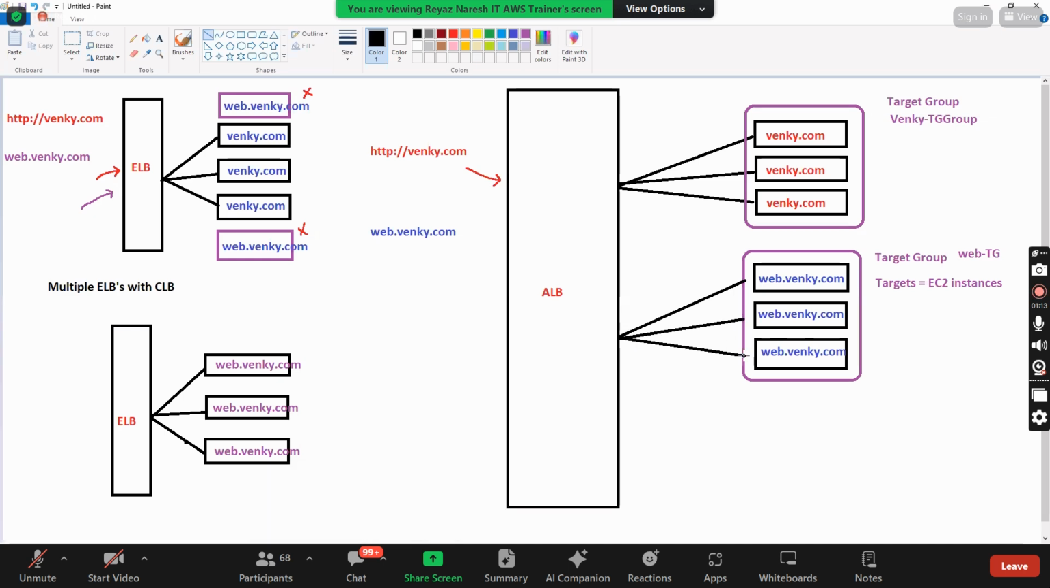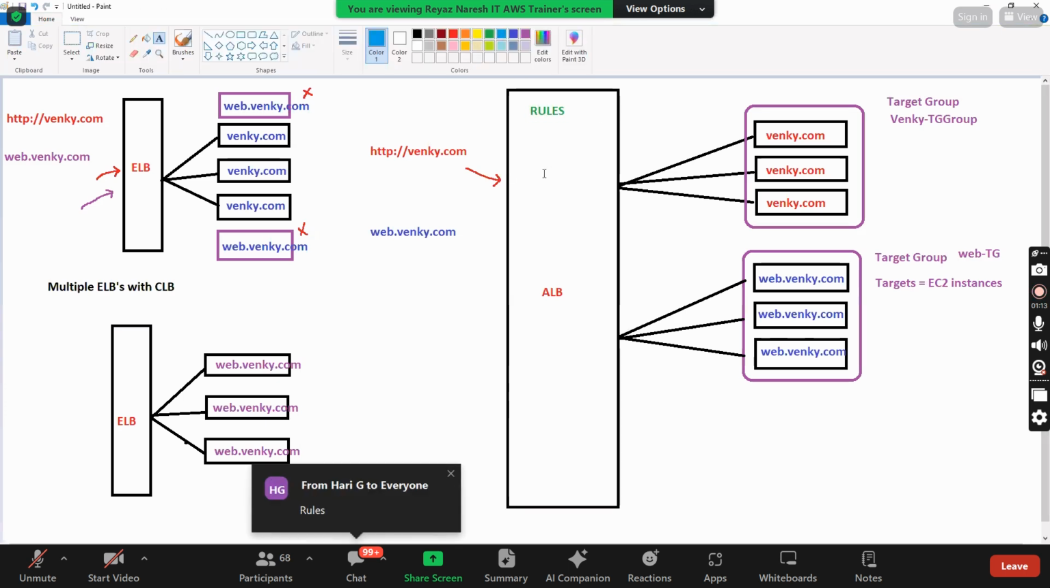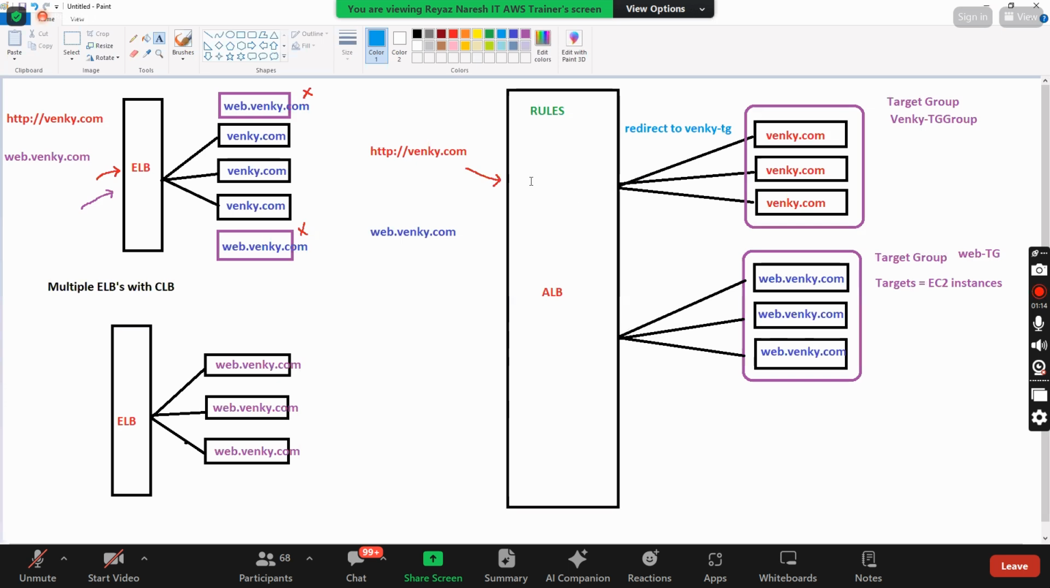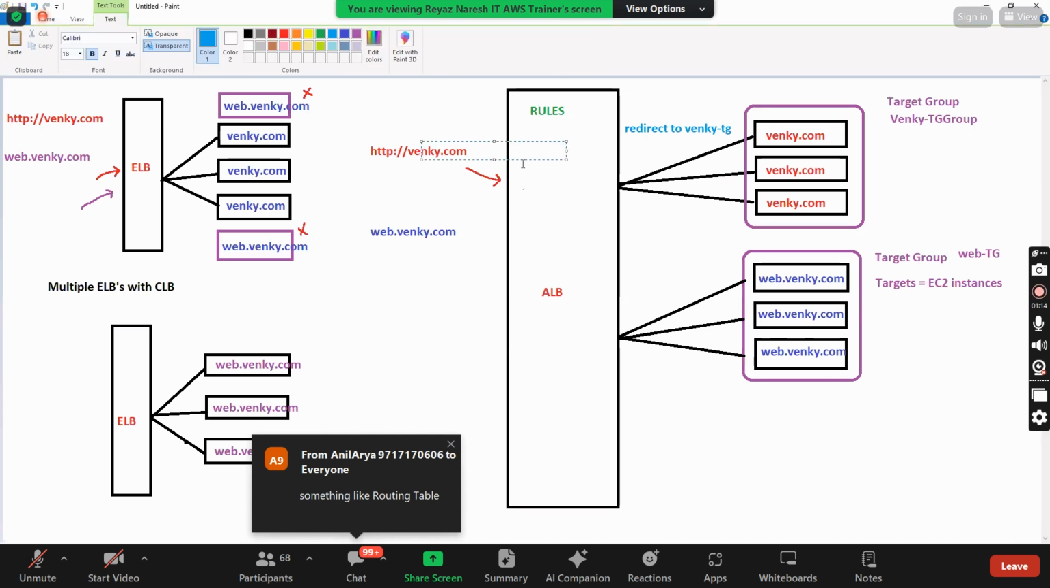Now the problem here is, how does the load balancer know to which target group it needs to send? So what we do is, we create something called rules. We will tell the load balancer that anyone who is coming with venki.com, the load balancer will automatically identify and redirect to the Venki target group. Right? Host-based routing. What is this called? Venki.com. This is called host-based routing.